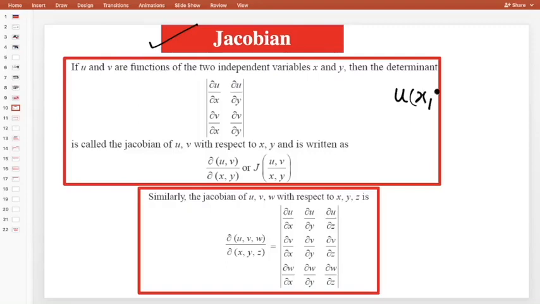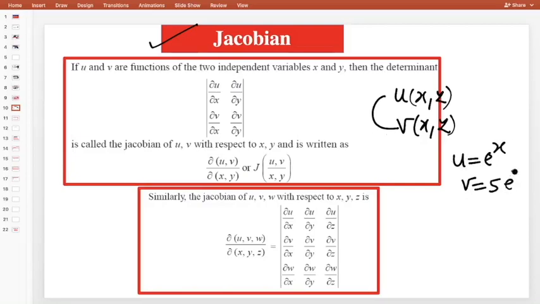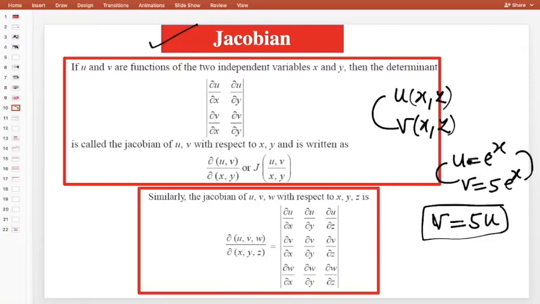Let's suppose u is a function of x, y and v is a function of x, y. We want to check whether these two are dependent or independent. What is the meaning of dependent? Let's suppose u is equal to e raised to the power x and v is equal to 5 e raised to the power x. These two functions are dependent. We can write v is equal to 5 into u. Both are dependent. If we multiply u by 5, we will get the v function. So these types of functions are called dependent.